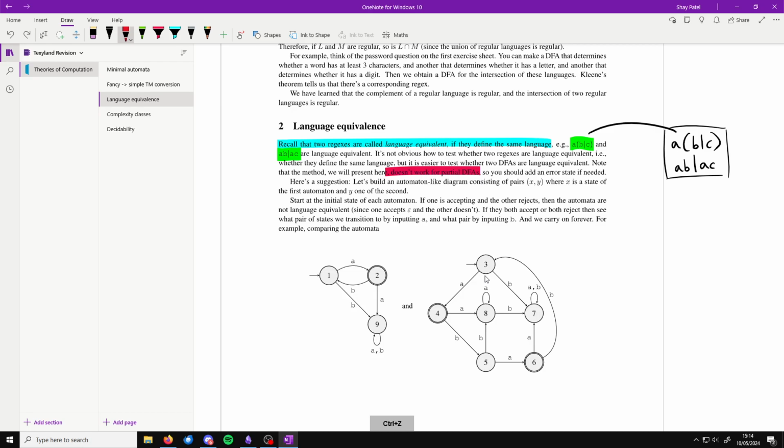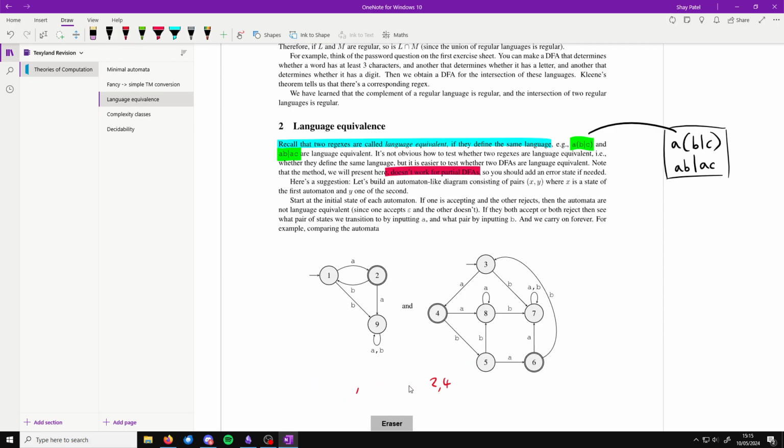So, suggestion, let's build an automaton-like diagram consisting of pairs x, y, where x is a state of the first automaton and y is one of the second. Start at the initial state of each automaton, so starting 1 here, 3 here, and we trace through it. So we start at 1, 3. From 1, 3, where can we get in the first automaton with an A, and where can we get with a B? We can get to 2 in the first automaton, and then from 3, we can get to 4 here. So we can get to 2 or we can get to 4 in each of the corresponding DFAs. These are both accept, so this can be marked as an accept state. And we repeat this for every possible transition.